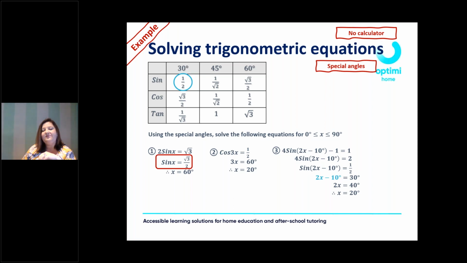Yes, ma'am. Okay, so now I know I need to look at sin and where that gives me an answer of a half. I need to find this entire angle over here. So if I look at sin and it gives me a half, my entire angle should be equal to 30. That's why I wrote down my entire angle is equal to 30 degrees. Now I still need to solve x. So I take the 10 over, divide with the 2, and then I find my x over there.